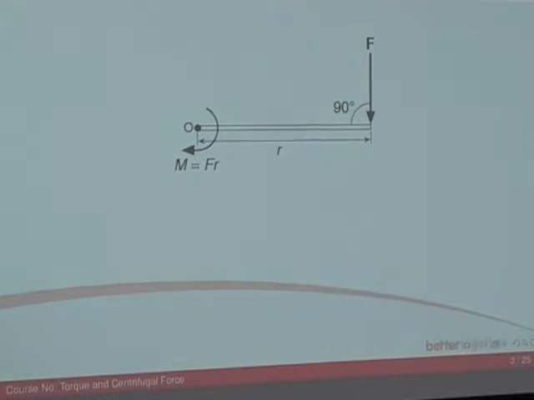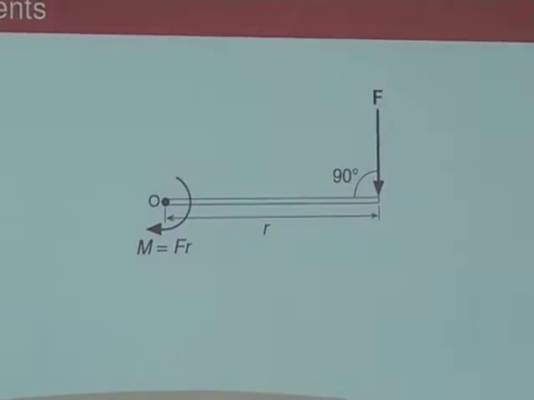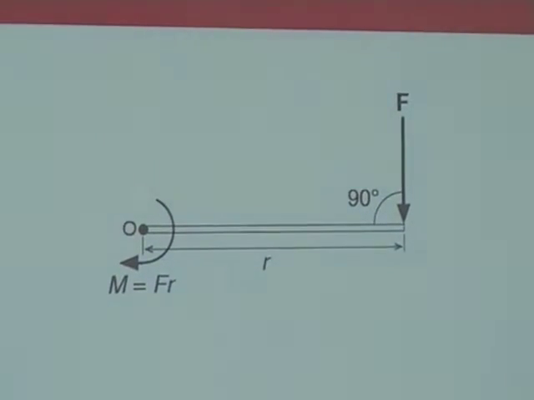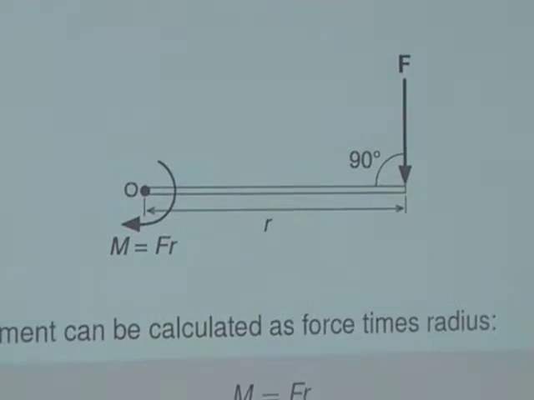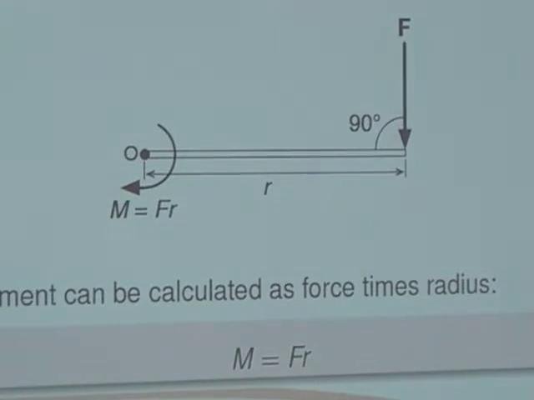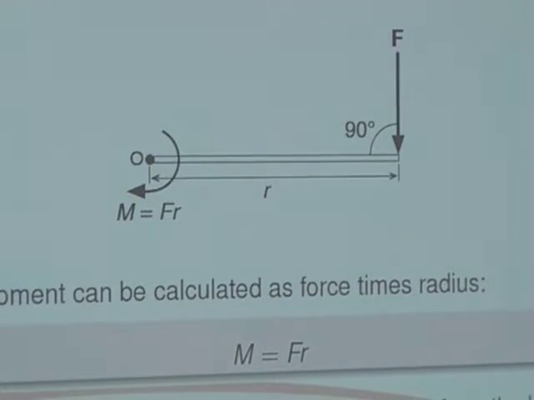So, you've all seen something like this before. This is a moment. We have a force being applied a distance r away from a pivot point, and we know that the moment is the force times the distance, okay, measured in Newton meters. Very, very easy to understand. The moment can be calculated as force times radius, M equals Fr, and the radius is always the distance perpendicular from the line of action of the force to the pivot point.